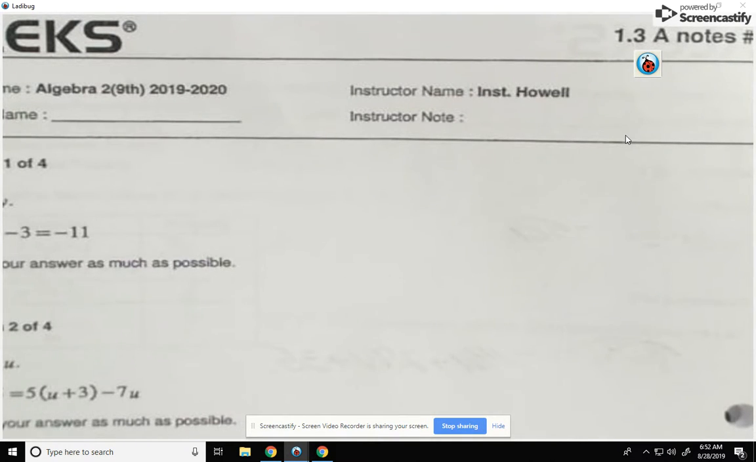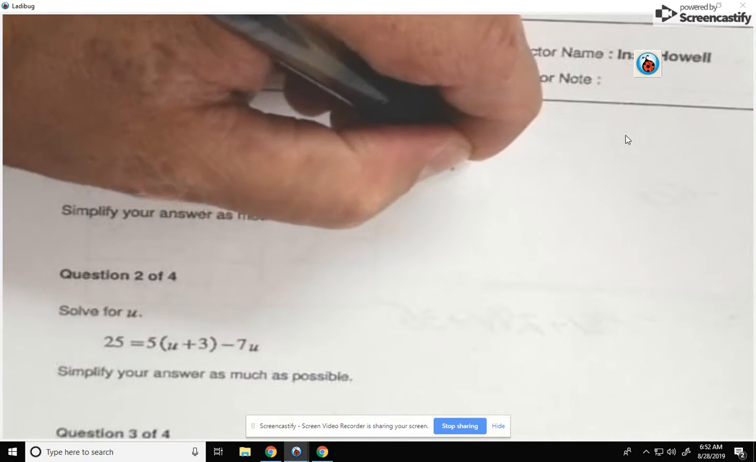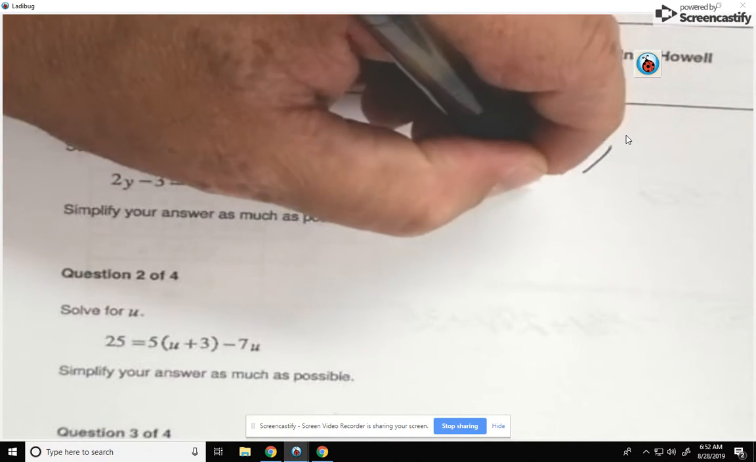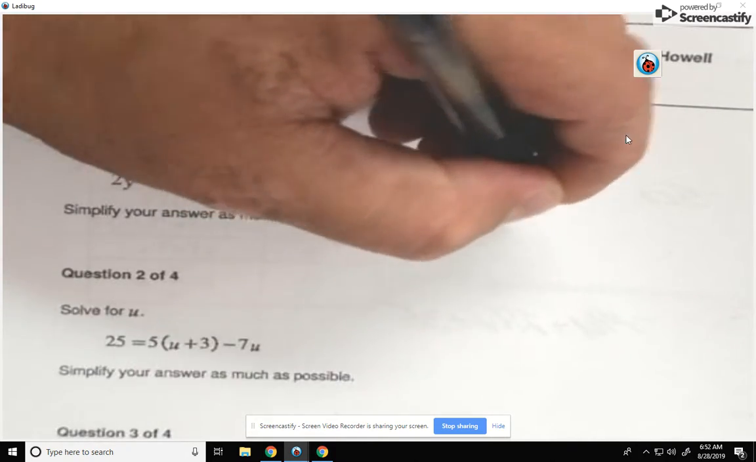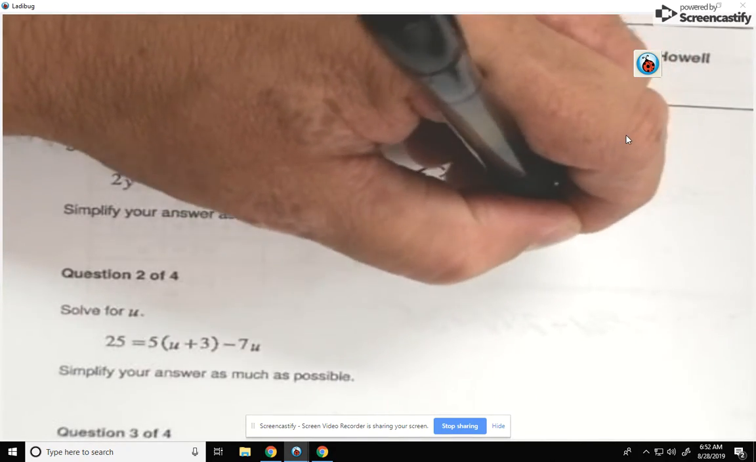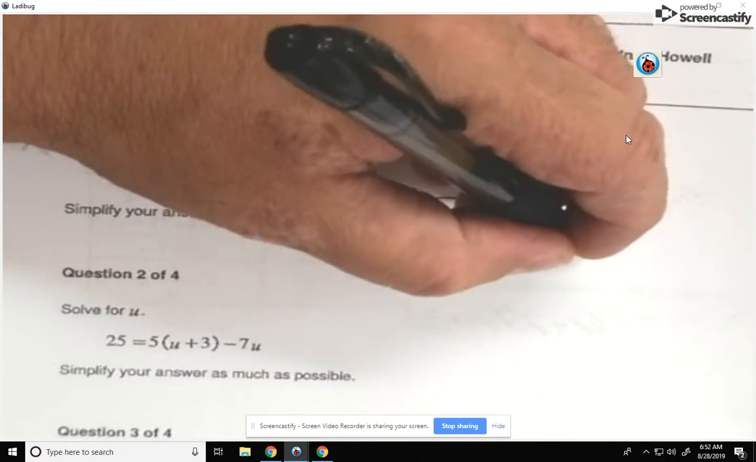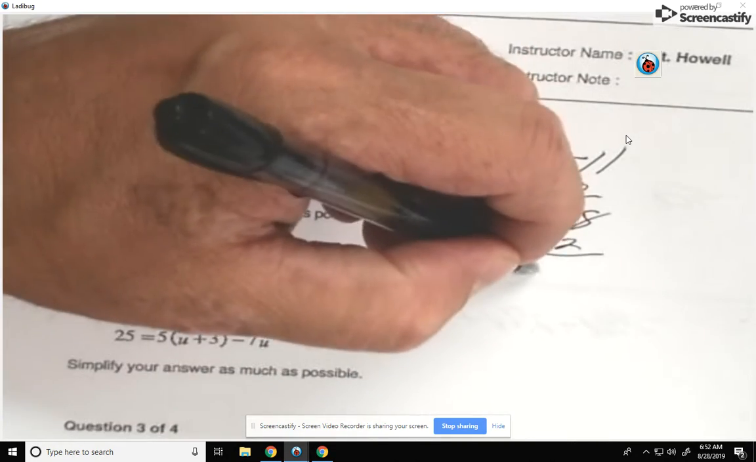Okay, this is the notes for 1.3a, solving equations. We're going to start out with a basic equation, 2y minus 3 equals negative 11. So the first thing we do, we have a minus 3 here, so we add it to the other side to get 2y equals negative 8. And then the number beside my y, I divide through by it to get y equals negative 4.